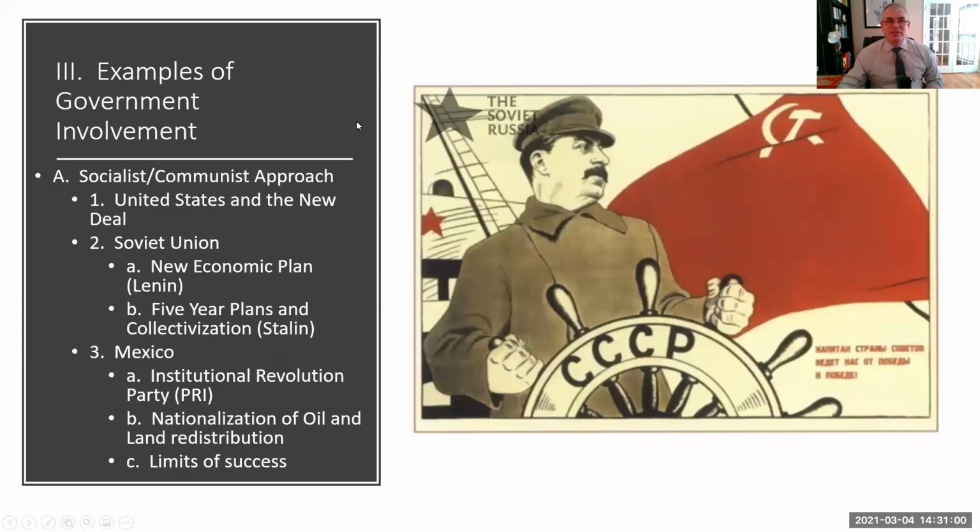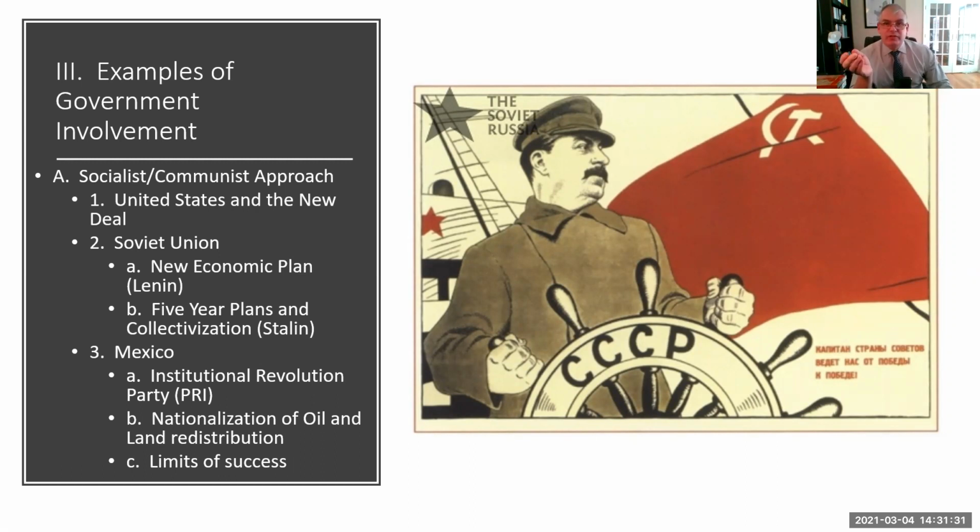Our last section is examples of government involvement. So how does the government involve itself in the economy? Well, actually, there are two more slides. This is the last Roman numeral. First, there's a socialist communist approach. So the socialist communist approach, to sum it up, is where the government starts taking control of the means of production and redistributes that amongst the people in a way to solve the problems that they're facing.